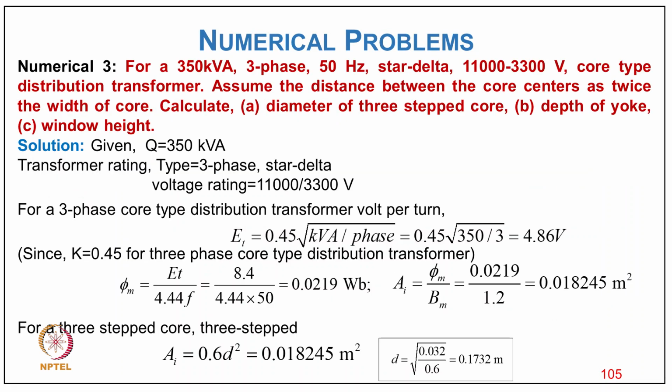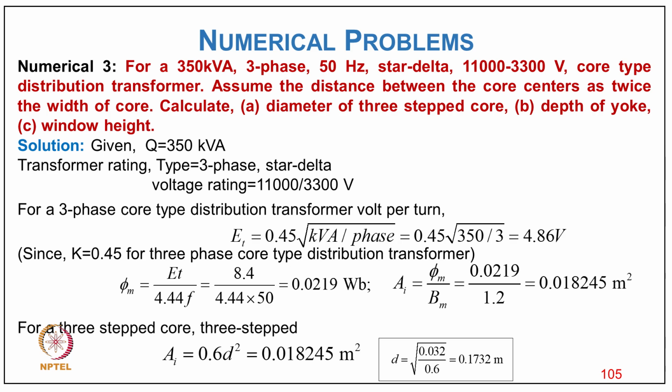Now coming to numerical problem 3, for a 350 kVA 3-phase 50 Hz star delta 11 kV to 3.3 kV core type of distribution transformer. Assume the distance between the core centers as twice the width of the core. Calculate the diameter of the 3-step core, depth of the yoke, and width of the window. So solution is Q equal to 350 kVA, transformer rating 3-phase star delta. So what is rating? 11 kV to 3.3 kV.